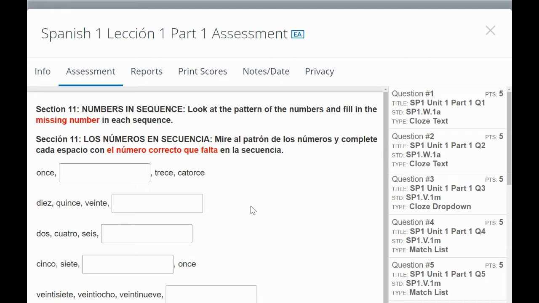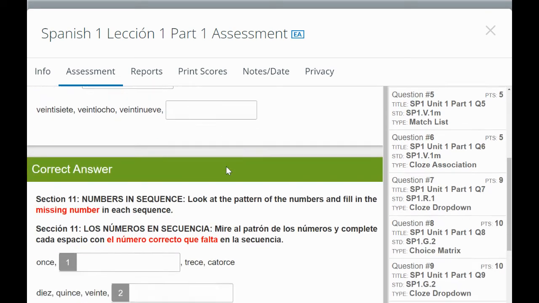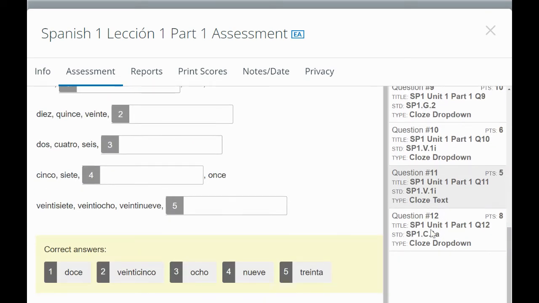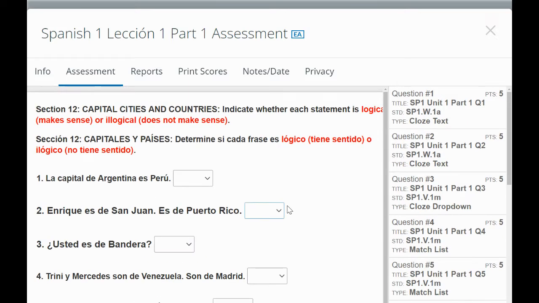Numbers in sequence. Look at the pattern of the numbers and fill in the missing number in the sequence. So here you have once, blank, trece, catorce. If we know our numbers in order, we should know that 11, and then 12, and then 13, and then 14. So know your numbers in order of sequence there. Okay, and then question 12.